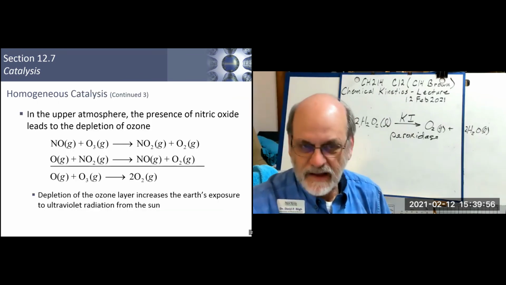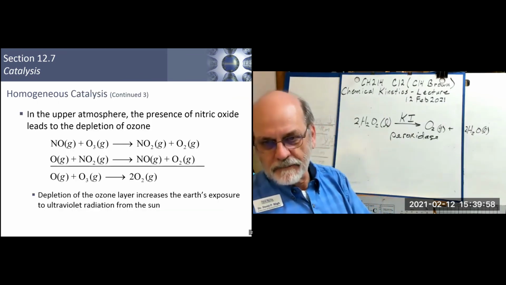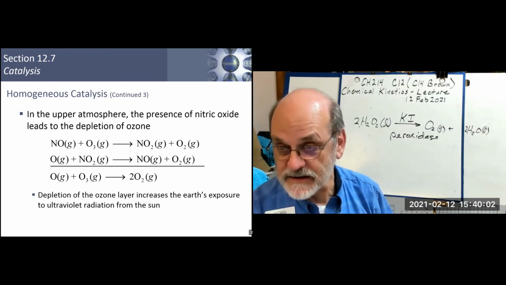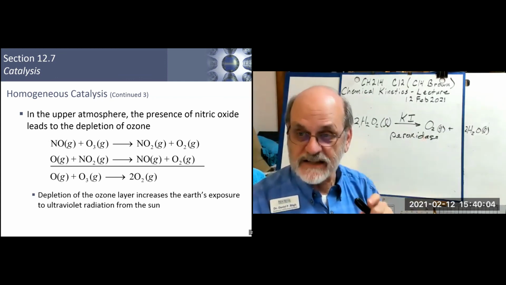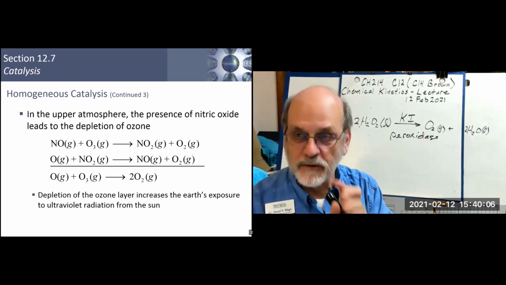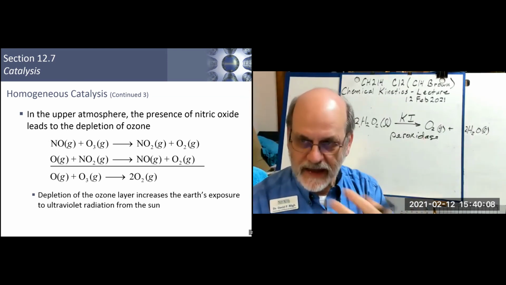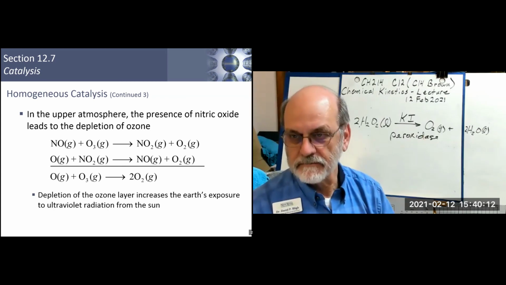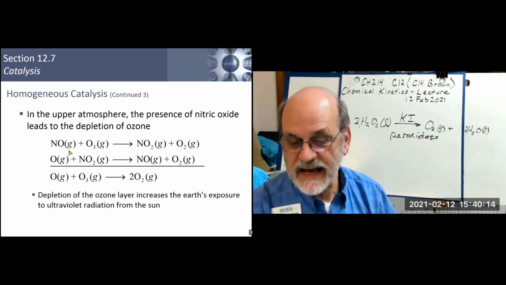Okay. Now, what other types of homogeneous catalysis? That was homogeneous because potassium iodide had to go into solution before it could work. So they were all in the aqueous phase. But this is a gas phase homogeneous catalysis. And this is a bad one.